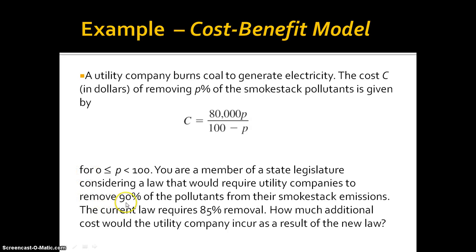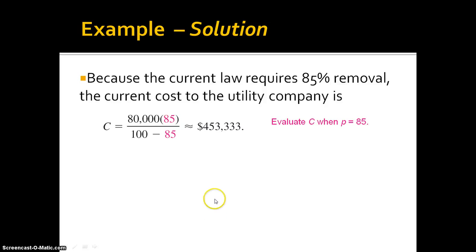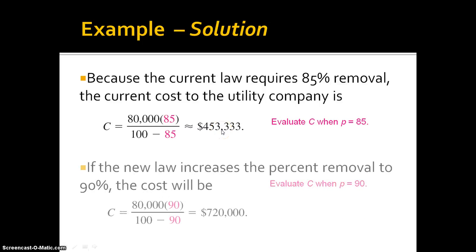Okay, so we would like to know the new cost, removing 90% of the pollutants, and how much more that cost would be than removing 85% of the pollutants. Okay, so currently the law requires 85% removal. We're going to plug in 85 wherever there used to be a P, and the cost is the product 80,000 times 85 over the difference 100 minus 85, and so we'll have the product divided by 15, and you can double check that. That's almost $500,000. $453,333 approximation.